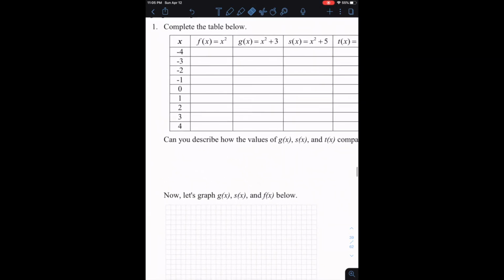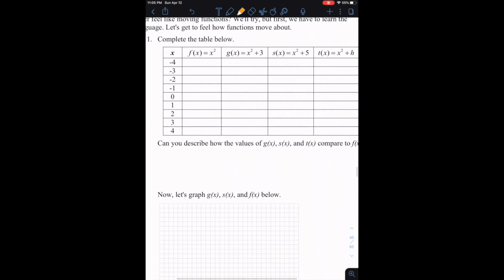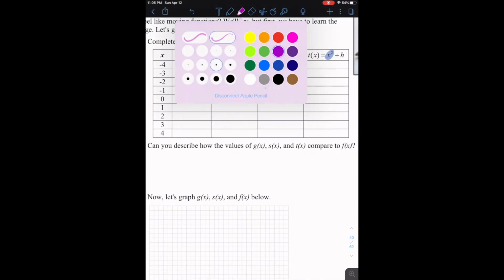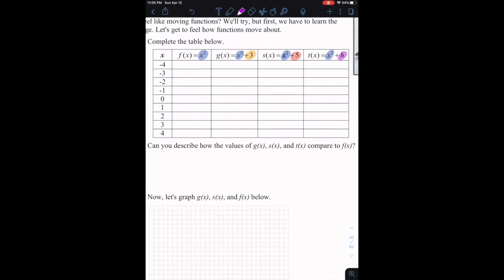And we're going to analyze different families of, well, actually the one family of functions, which is x squared, the squaring function, and how it's impacted by different transformations. So the idea is that we're going to take a look and analyze the x squared function and see how it's impacted by adding a number, perhaps adding a 3 or adding a 5, or say adding h, just a general number.